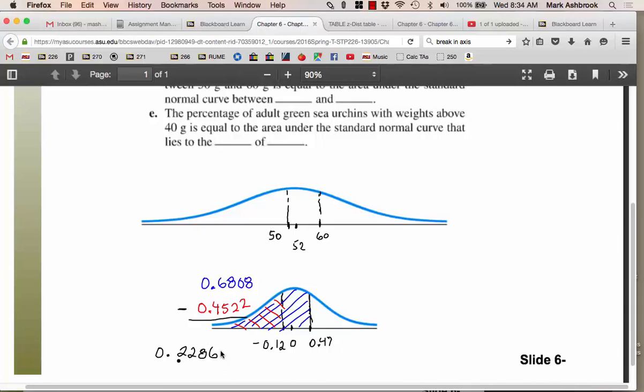Okay, and so what does 0.2286 have to do with this picture? It represents the percentage of sea urchins that fall between 50 and 60. Okay, awesome. Let's track it back. What does 0.2286 have to do with this picture right here? It's the part that's just blue. The area that's just blue. Good. And so then what does it have to do with this picture? It's the exact same. It's the same area between 50 and 60.